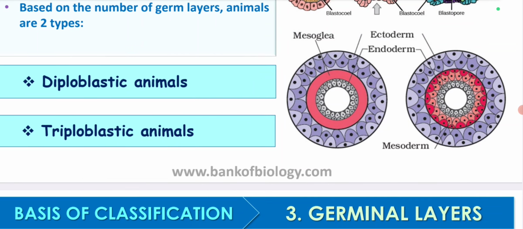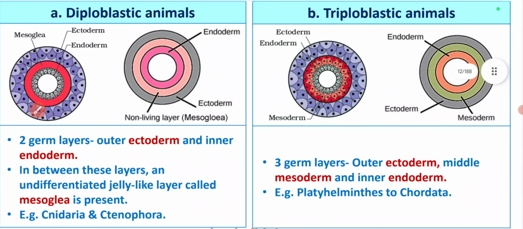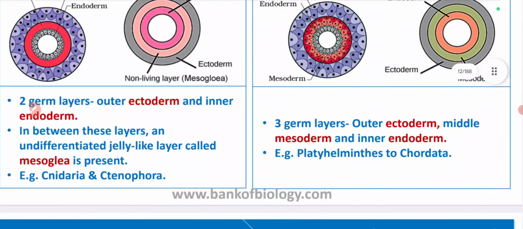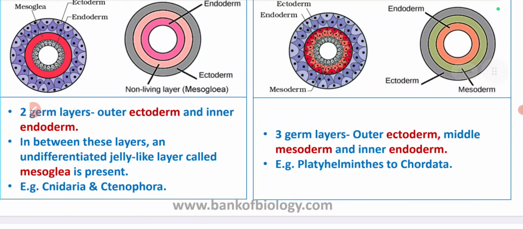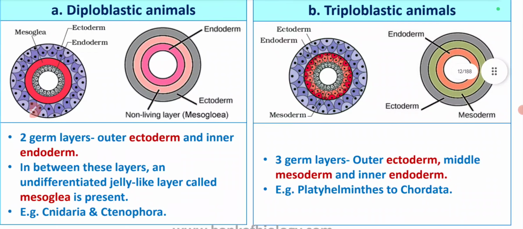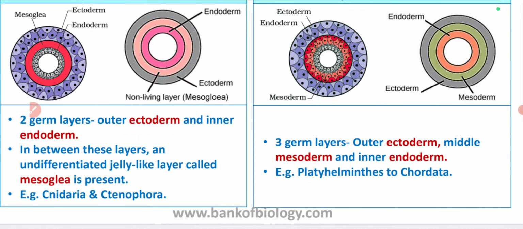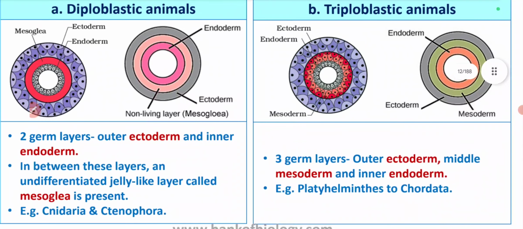Next are some points on the germinal layer. In diploblastic animals you can see two germ layers, the outer ectoderm and the inner endoderm. In between these layers, an undifferentiated jelly-like layer called mesoglea is present. Examples are Cnidaria and Ctenophora. They are diploblastic because they do not have mesoderm, and instead have an undifferentiated jelly-like structure called mesoglea. Triploblastic animals have three germinal layers: outer ectoderm, middle mesoderm and inner endoderm. Examples are Platyhelminthes to Chordata.